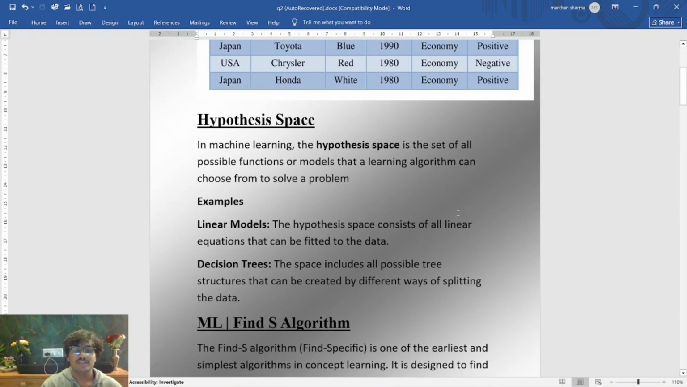Let's see hypothesis space. It has linear model. The hypothesis space consists of linear equations that can be fitted to the data. The space includes all the possible tree structures.